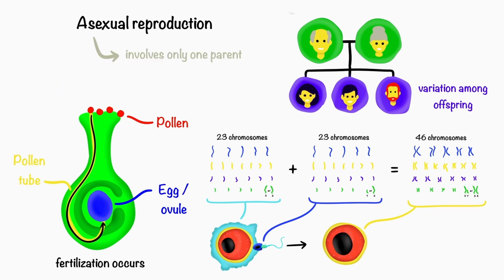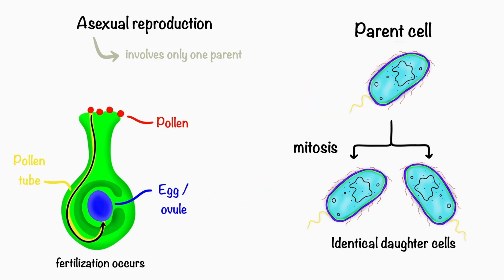In contrast, asexual reproduction involves only one parent, and the offspring are genetically identical to that parent. Asexual reproduction happens through mitosis, a cell division process where one cell makes two genetically identical copies. The new cells contain exactly the same genetic information as the parent cell. Since there's only one parent, no fusion of gametes, and no mixing of chromosomes, the offspring are clones of the parent, genetically identical in every way.